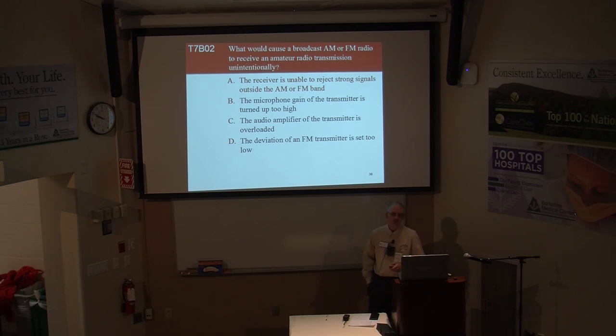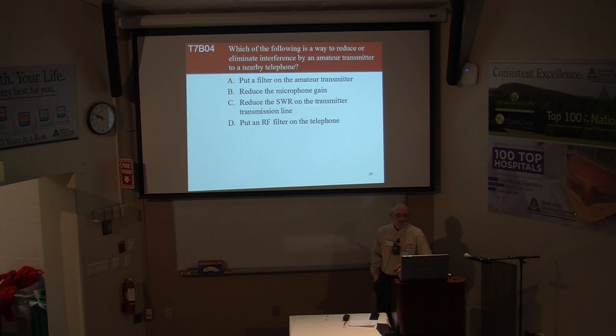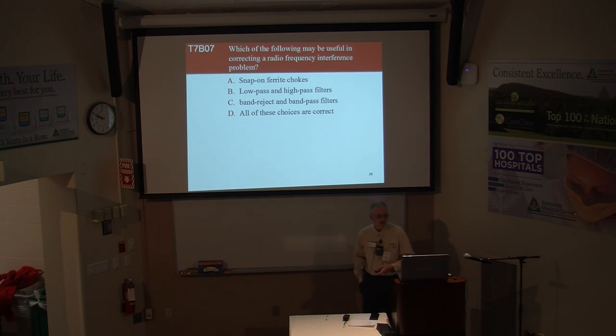The receiver is unable to reject the strong signals outside the AM or FM band. Which of the following is a way to reduce or eliminate interference by an amateur transmitter to a nearby telephone? RF is killer, absolutely killer to us. Which of the following may be useful in correcting the radio frequency interference problem?